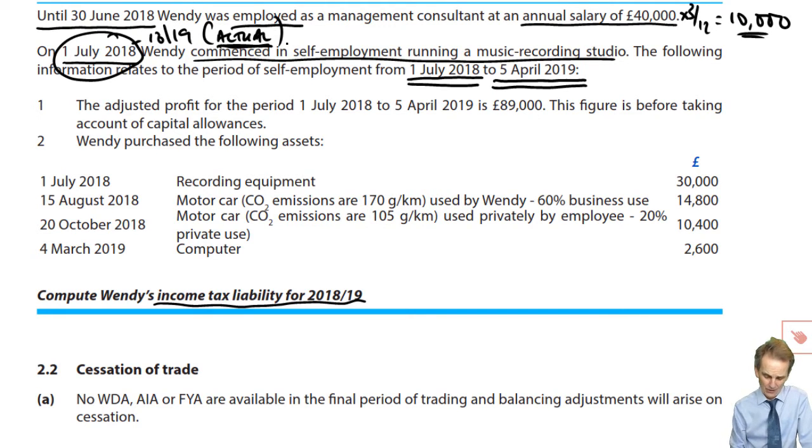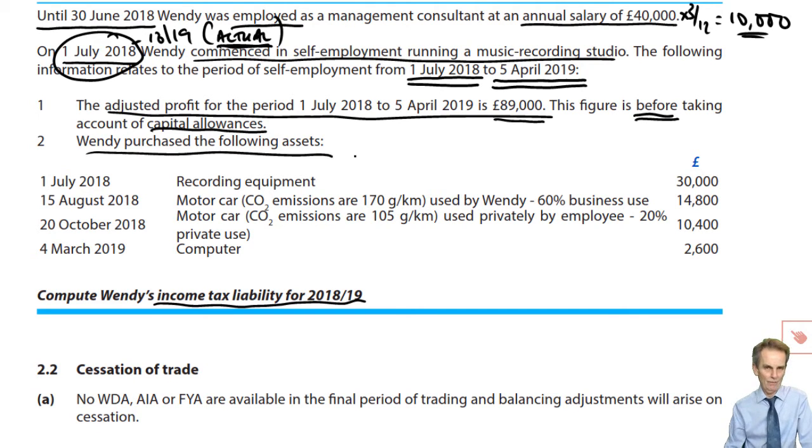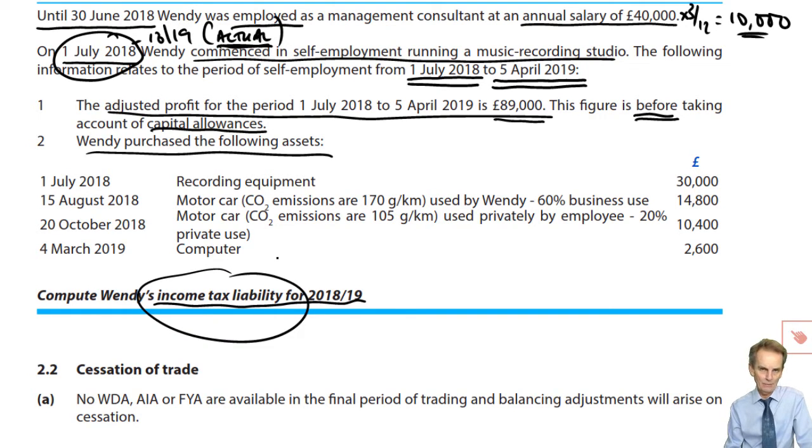So what are we told? We're told that the adjusted profit for that period is £89,000. But of course that is before taking account of capital allowances, and then we've got the list of purchases of those assets where we'll determine the amount of capital allowances. So what do we need to be able to do to put together our income tax computation and calculate that income tax liability for our 18-19 tax year?